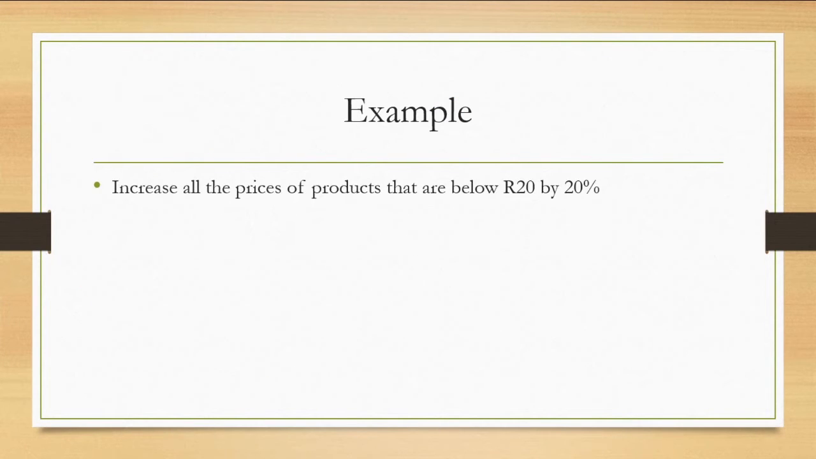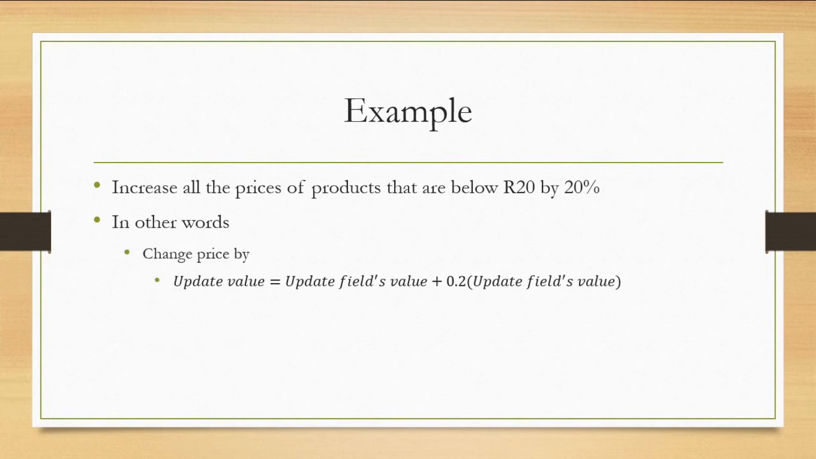Increase all the prices of products that are below 20 Rand by 20%. In other words, change the prices by: update value equals update field's value plus 0.2 times update field's value. This is just a general formula that we will be using in this example.